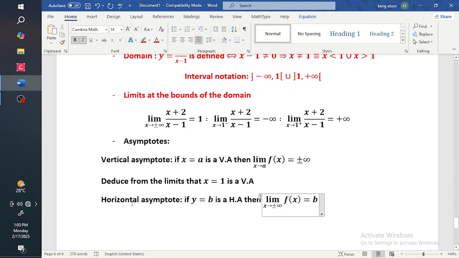Horizontal asymptote means a line that is perfectly horizontal, and a line that is horizontal is in the form of y equal to something. A line that is vertical is in the form of x equal to something. So this a here is a real number, alright, and this b is also a real number.